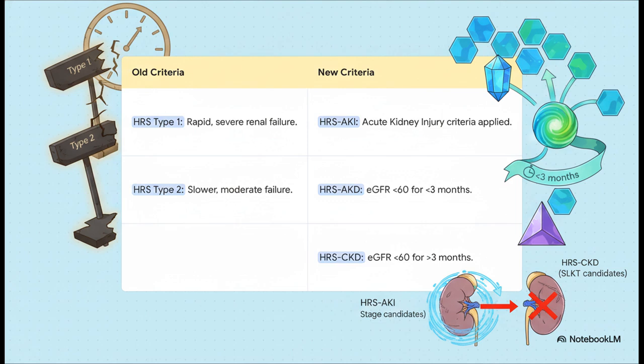And this isn't just academic shuffling. This change is clinically vital because it helps us better prognosticate. It gives us a better sense of whether that renal failure might be reversible, which is the million-dollar question when deciding if a patient needs just a liver or both a liver and a kidney.